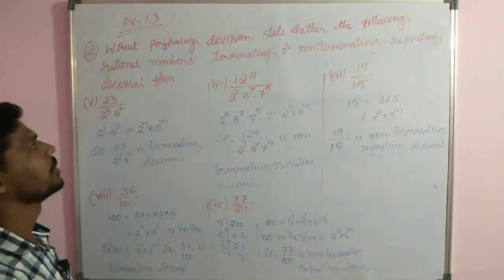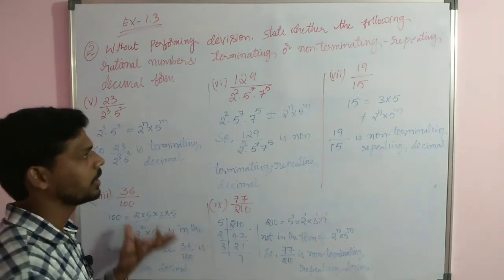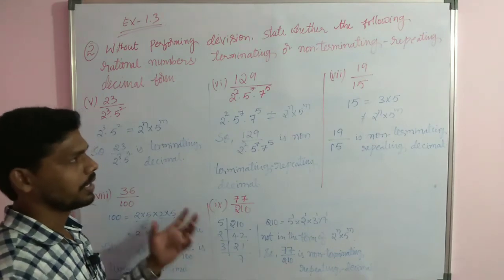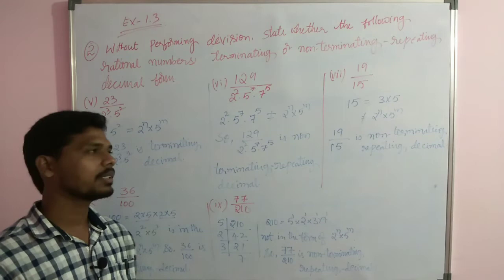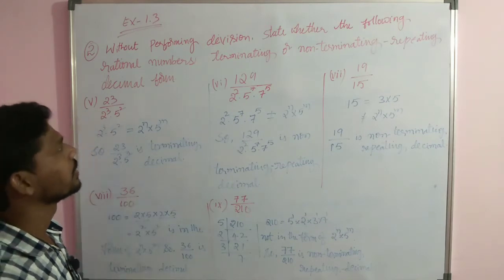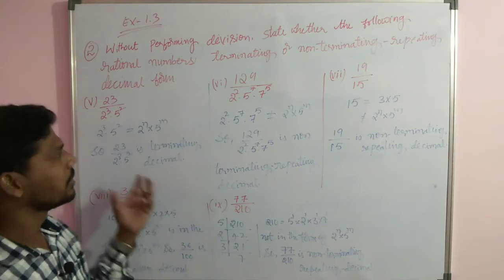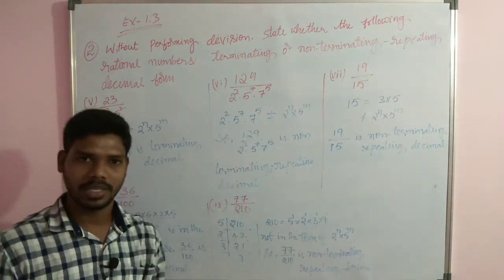So these are the problems in this session about terminating and non-terminating. Here in this video we have discussed only non-terminating repeating decimals, and in the previous class we discussed terminating decimals. This is exercise 1.3. We have practiced so many problems based on terminating and non-terminating decimals.